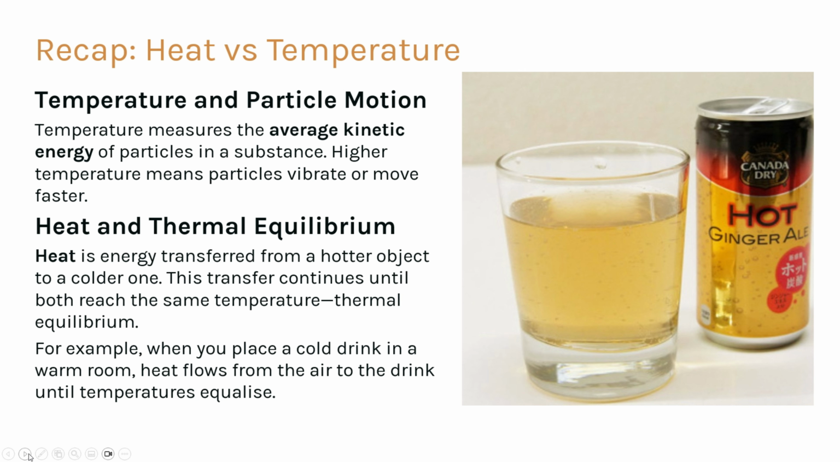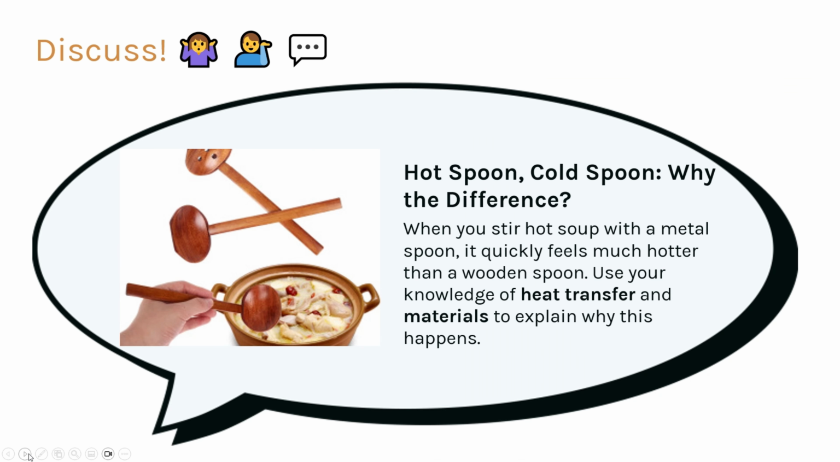Discussion: hot spoon versus cold spoon. Now let's think about a familiar situation. When you stir hot soup with a metal spoon, it quickly feels very hot. But when you use a wooden spoon, it doesn't feel nearly as hot. Why do you think that happens?